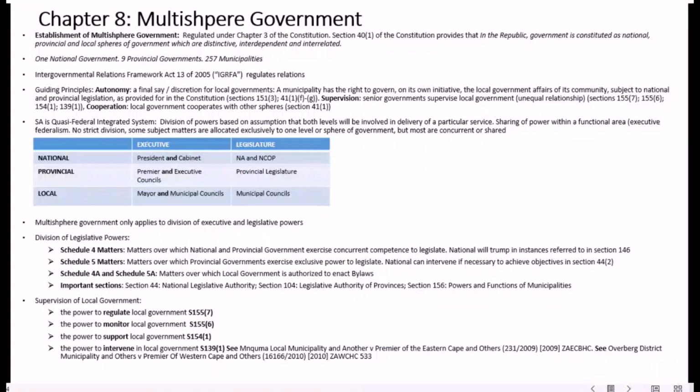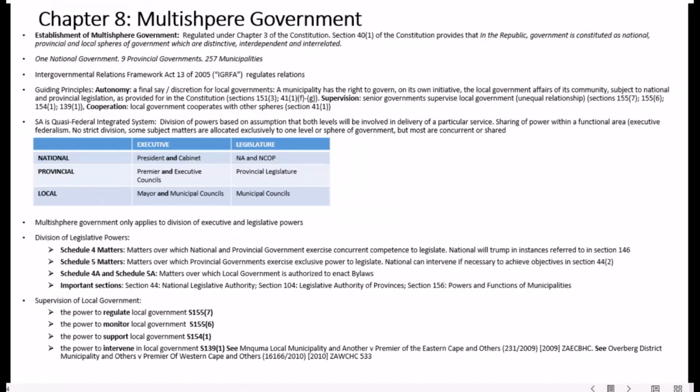And then we've got Schedule 5 matters over which provincial governments exercise exclusive power to legislate. So these fall exclusively within the powers of the provincial legislatures, but the national legislature can actually intervene if it is necessary to achieve the objectives set out in section 44, subsection 2. So it's only in those instances when the national legislature can actually interfere with the law-making powers of the provinces in respect of Schedule 5 matters.